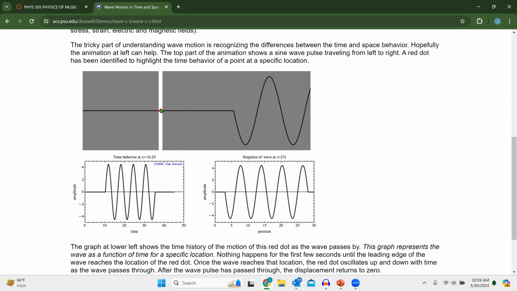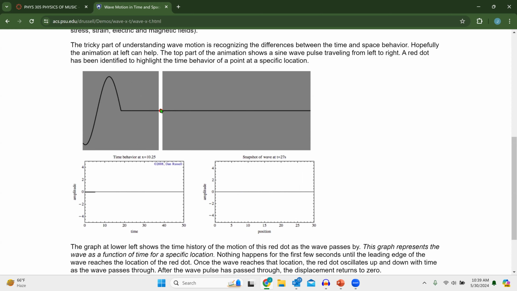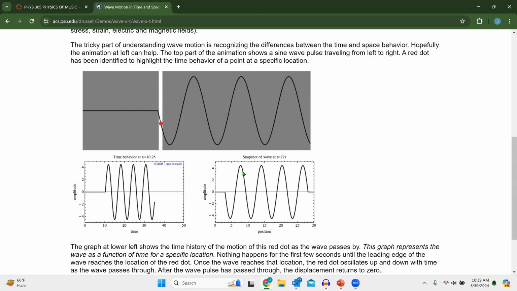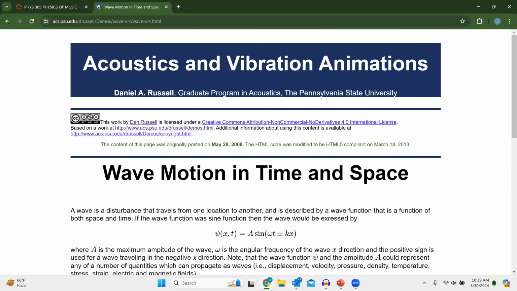Variation of a point through time, or the variation in space at a specific moment in time. Fantastic. All right, let's go back.